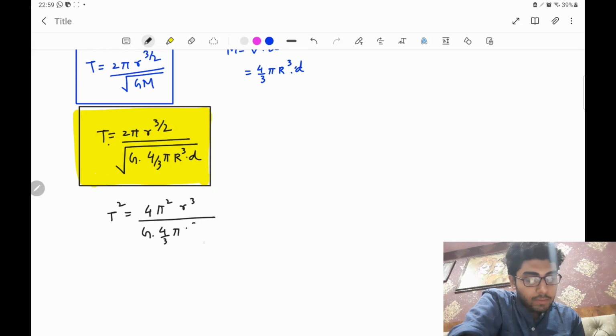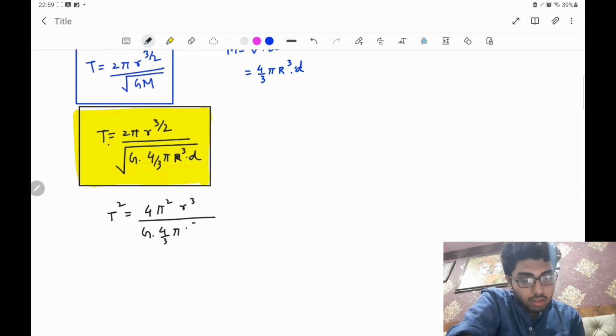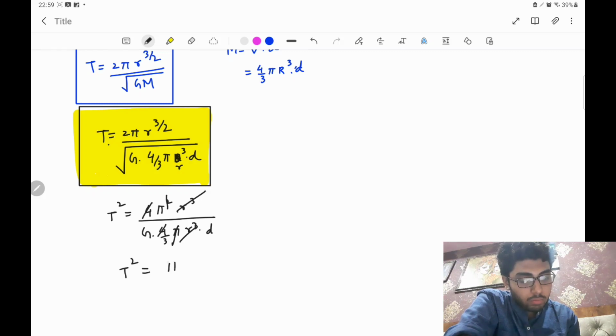into d. Automatically the 4 gets cancelled out, the pi will cancel out, r cube will be cancelled out. So T square is equal to 3 pi by Gd.